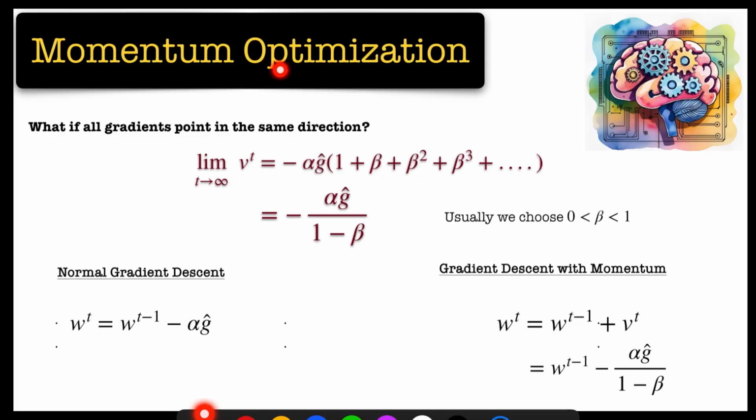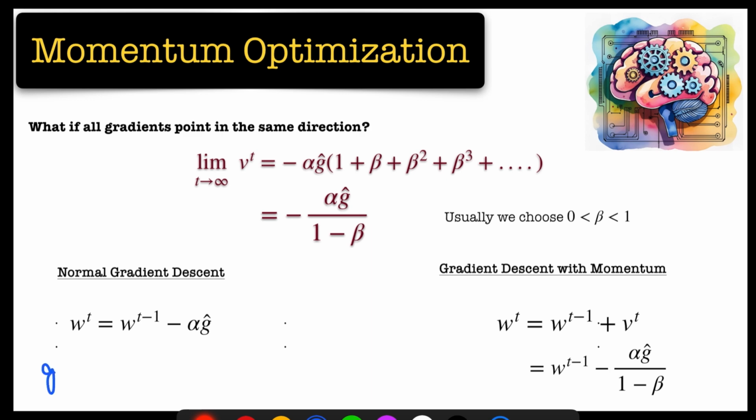In the previous momentum video, we discussed the main idea behind momentum: if for a few iterations the gradients point in the same direction, then we'll take a much larger step in that direction. So we came up with this kind of formula. For normal gradient descent, we had this equation: Wt equals Wt minus 1 minus alpha times the gradient.